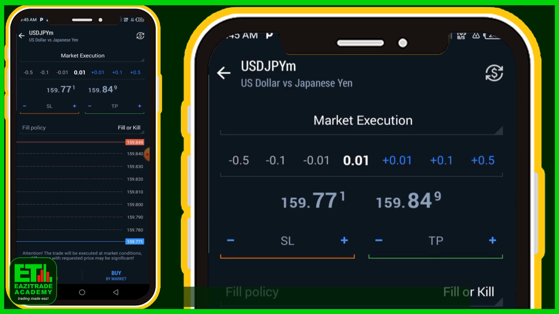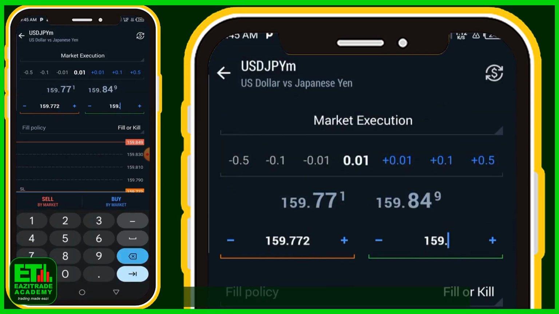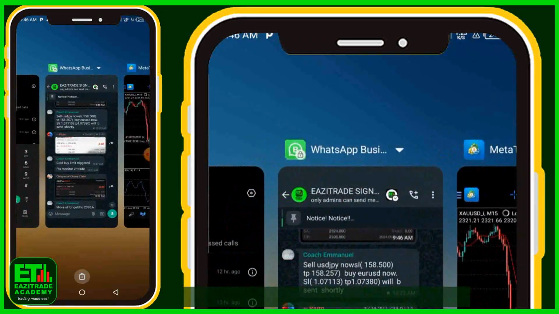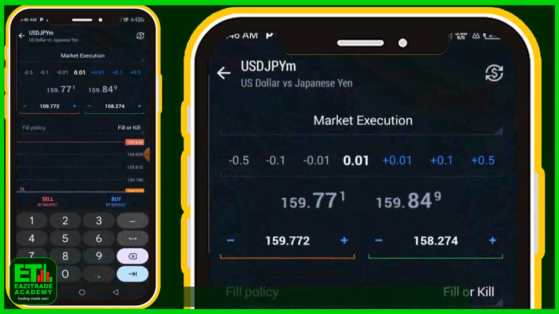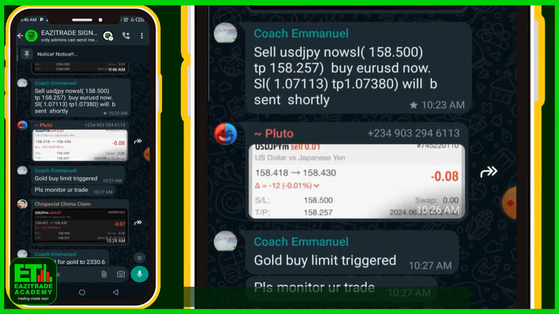Then you can quickly modify. Though you can modify before, you can actually enter your take profit and stop loss as stated. The take profit is 158.257 as seen in the group, while stop loss is 158.500.